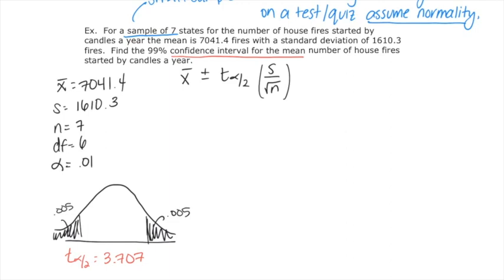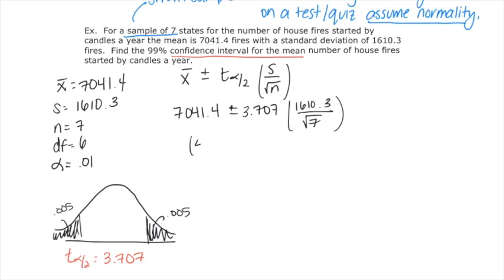Plugging into my formula for the confidence interval, x bar is 7,041.4 plus or minus 3.707 times 1,610.3 divided by the square root of 7. Now carefully type this in, go ahead and pause your video, and then come back and check your upper and lower bounds with mine.